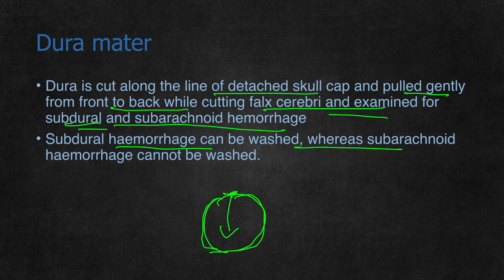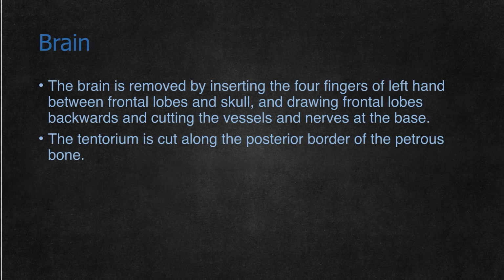Subdural hemorrhage, if present, has to be looked for. If a subdural hemorrhage is present, it can be washed off easily, whereas a subarachnoid hemorrhage cannot be washed off. So, with a gentle examination, put a little water on the hemorrhage. If it is washed off, it indicates a subdural hemorrhage. If it is still present, it indicates a subarachnoid hemorrhage.